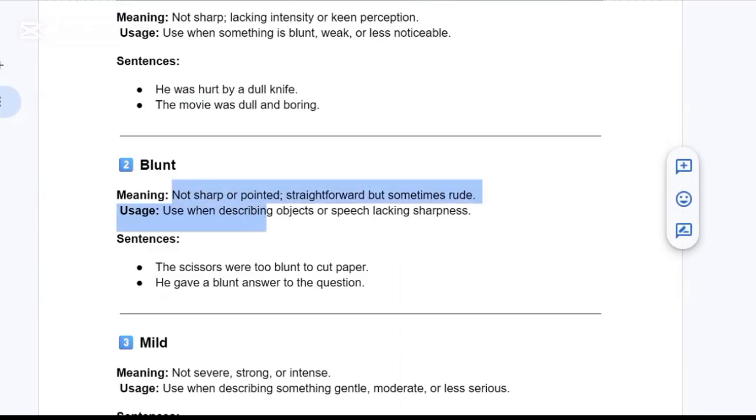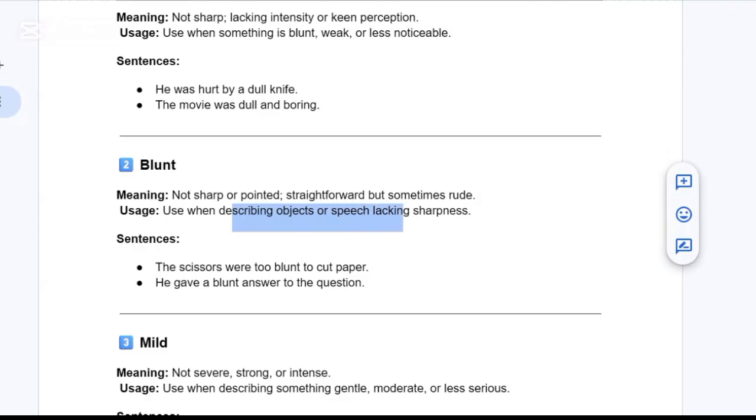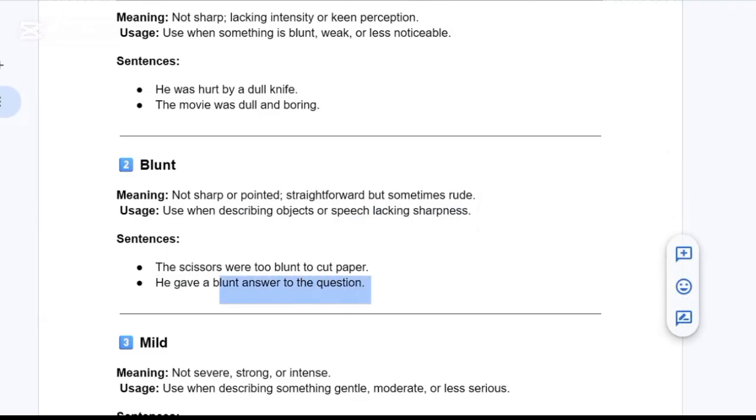Blunt: not sharp or pointed, straightforward, but sometimes rude. Used when describing objects or speech lacking sharpness. The scissors were too blunt to cut paper. He gave a blunt answer to the question.